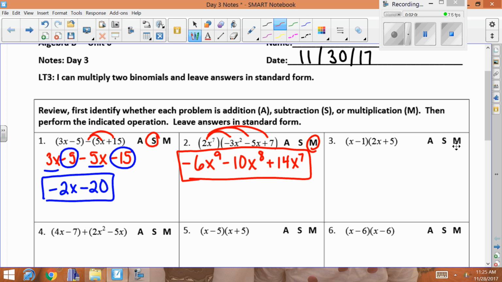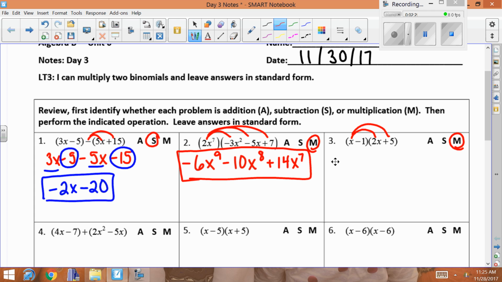Next one is another multiplication problem. Again, you can tell that the 2 parentheses are directly next to each other. There's nothing in between them. So this one is the one that we call double distributing. Some teachers, again, will refer to it as FOIL, like we talked about yesterday. Usually you hear me say double distributing.